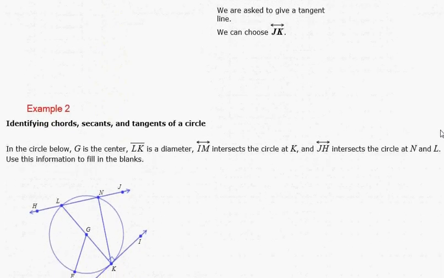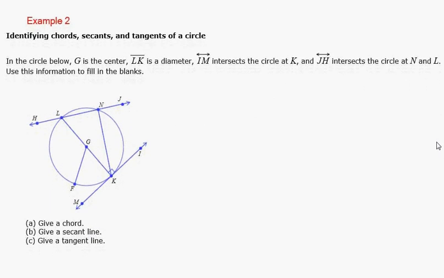Now let's take a look at another example. So we don't have the definition, so let's see if we can do this. Okay, give a chord. Okay, so that's a segment. So here's a chord right here. L to N. L to N is a chord. Also, N to K is a chord. N to K. So there's 2.